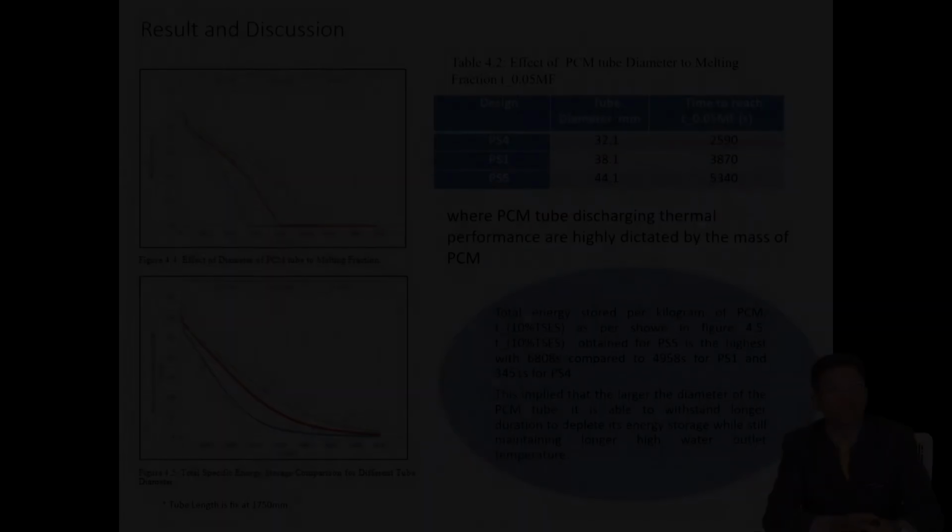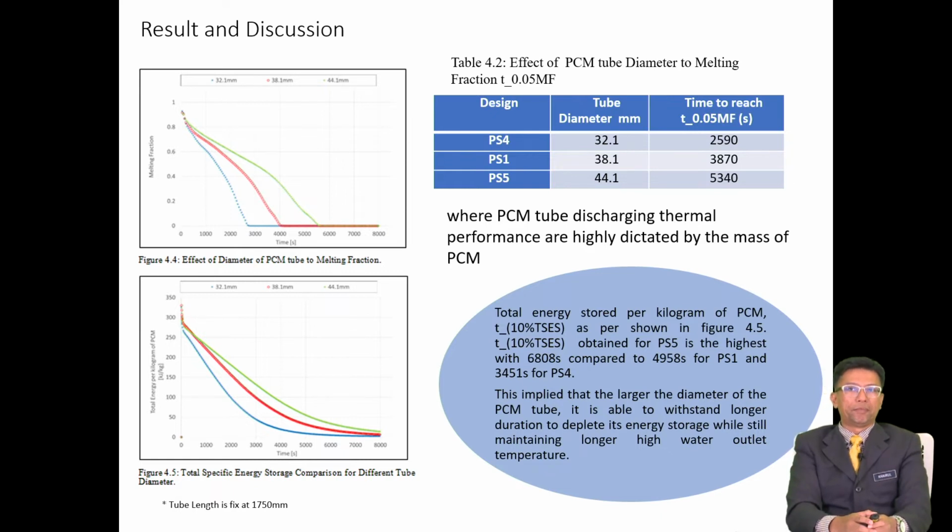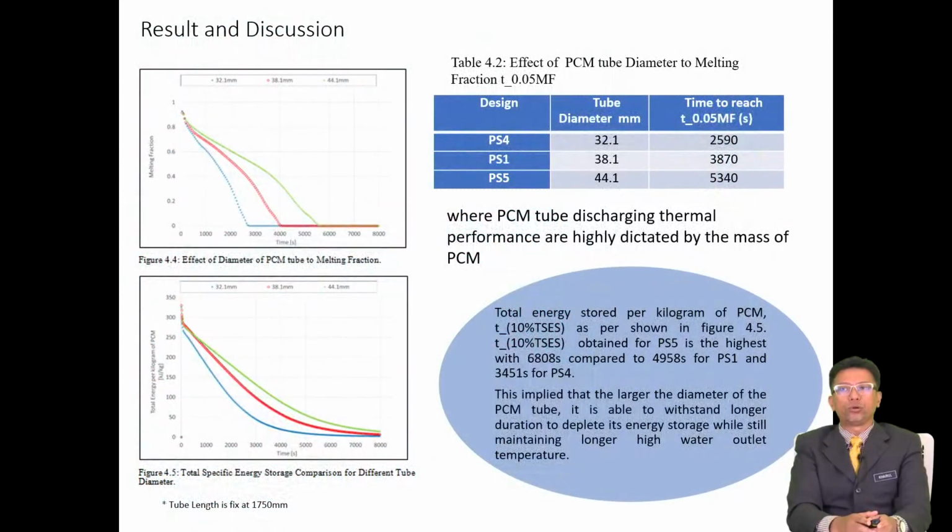For the result and discussion, the effect of phase change material tube diameter on melting fraction, where the PCM tube discharging thermal performance is highly affected by the mass of PCM. The results show that the bigger storage diameter of 44.1 mm is the slowest to reach its full solidification state. This implies that a larger diameter PCM tube is able to withstand a longer duration to deplete its energy storage while still maintaining a high water outlet temperature for longer.